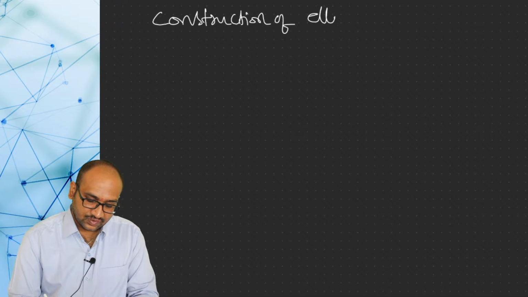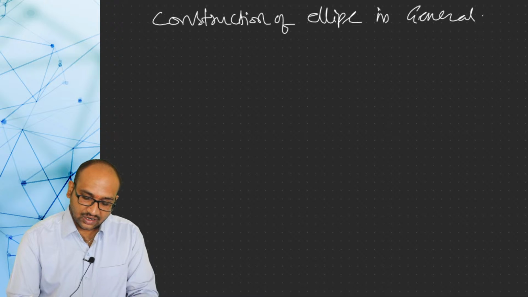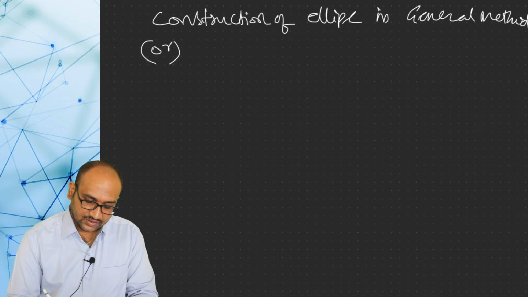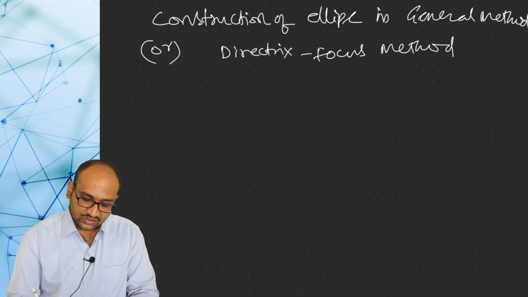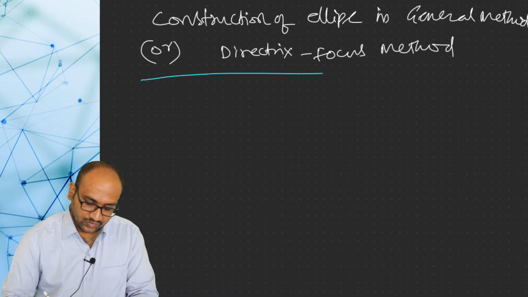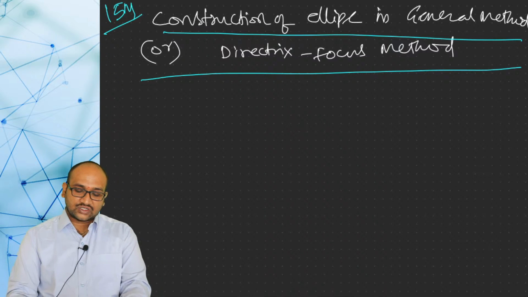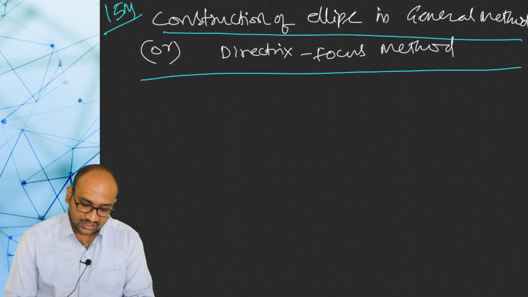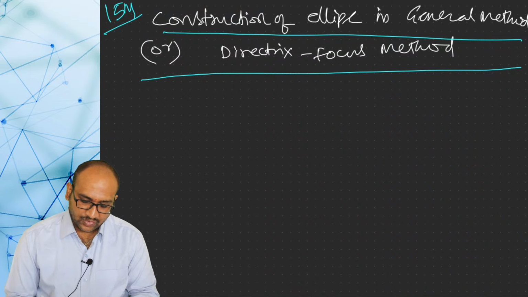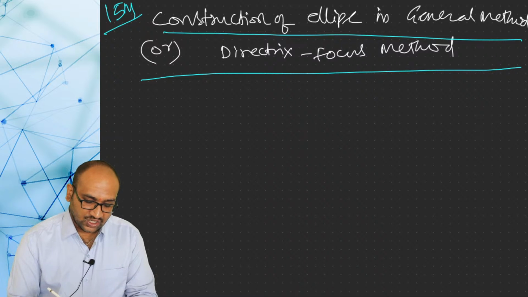Construction of ellipse in general method, also known as directrix focus method. This is very important from the exam point of view. This question is for 15 marks. Construction of ellipse in general method, also known as directrix focus method. So before going to draw the ellipse, first we should know the nomenclature.